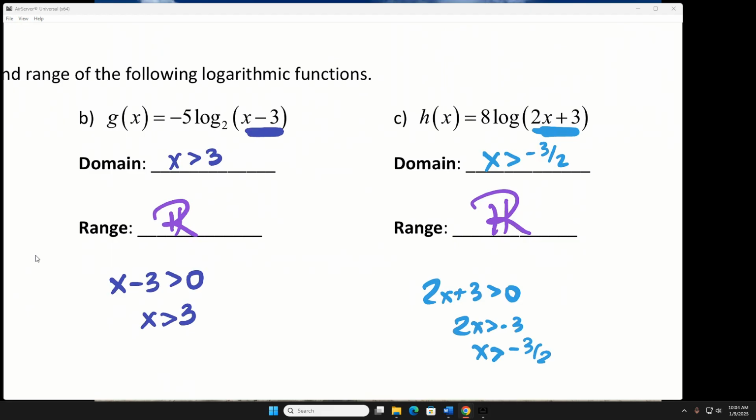You can call it negative 1.5 if you want to. Doesn't matter. But we can never take the logarithm of a negative or of 0. So whatever is in those parentheses has to be greater than 0. All right, what questions do you guys have about characteristics?